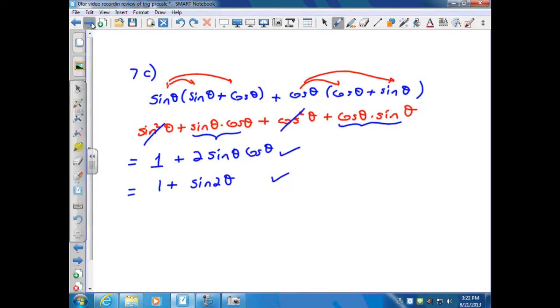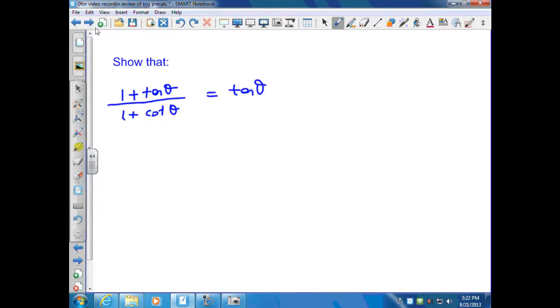Now, let's try to show or prove a trig identity, such as you have 1 plus tangent theta divided by 1 plus cotangent theta. And we're supposed to show that that whole ratio is equal to tangent of theta. So quantity 1 plus tangent divided by quantity 1 plus cotangent equals tangent theta. For questions like this, the best thing to do is to first start with the left-hand side. So we're going to start simplifying the left-hand side, and then eventually show that you're going to get the right-hand side, in this case, tangent theta.